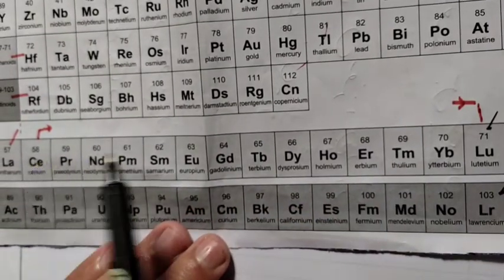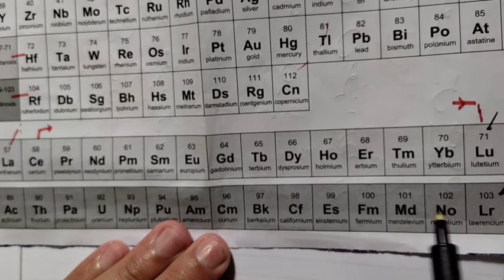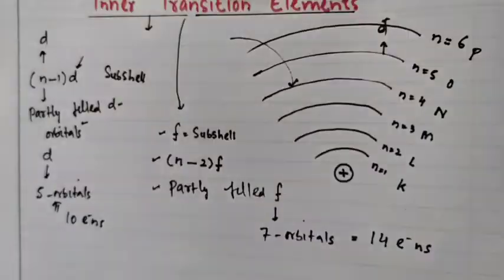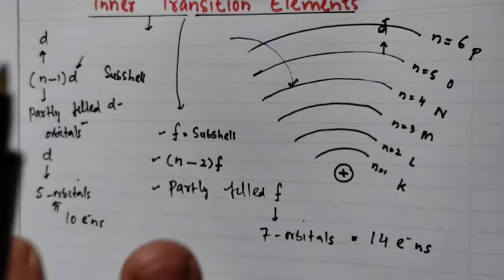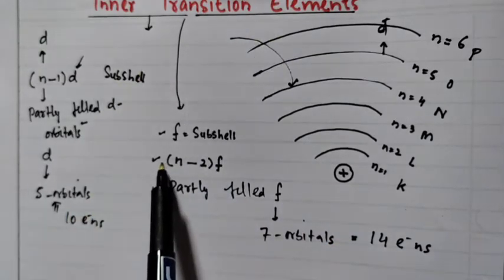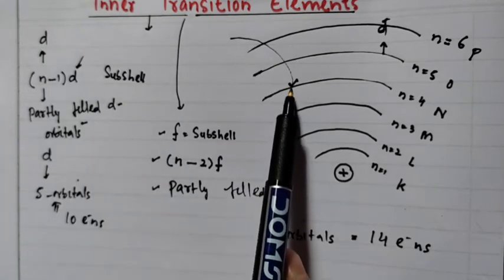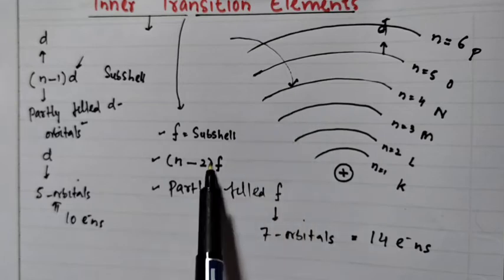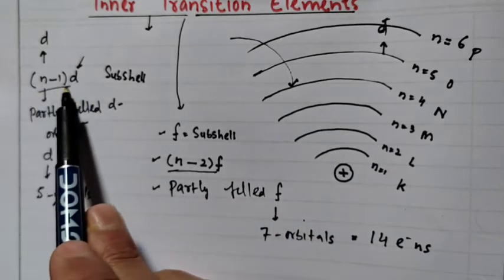और rest जितने elements हैं from cerium to this, thorium to lawrencium, that's nobelium, they have partly filled f orbitals. So this is all about the basic definition of inner transition elements. That's in these elements, last electron enters in the f subshell and it enters in (n-2)f orbital. That means जो है, this is called antepenultimate. जिस तरह (n-1) को कहा था penultimate, ठीक है.